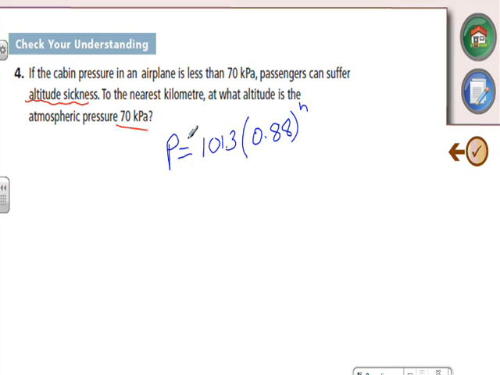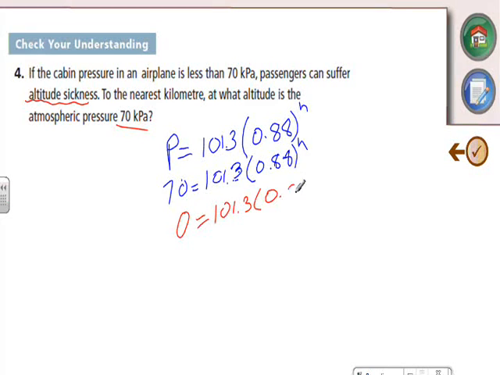And let's plug her in. We know we're looking for 70, so 70 is equal to 101.3 times 0.88 to the h. And same thing as we've done, let's bring that 70 over, equate it to 0, and graph it. So 101.3 times 0.88 to the h minus 70. We'll graph this and we'll find the zeros of it.